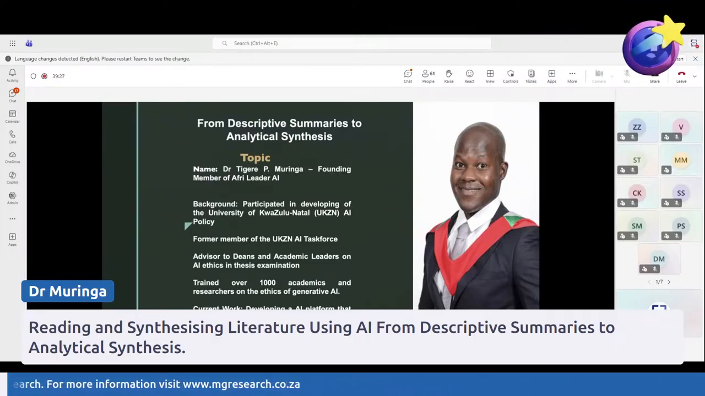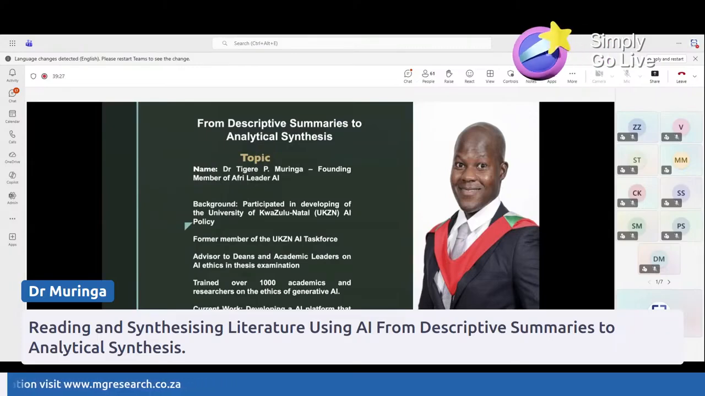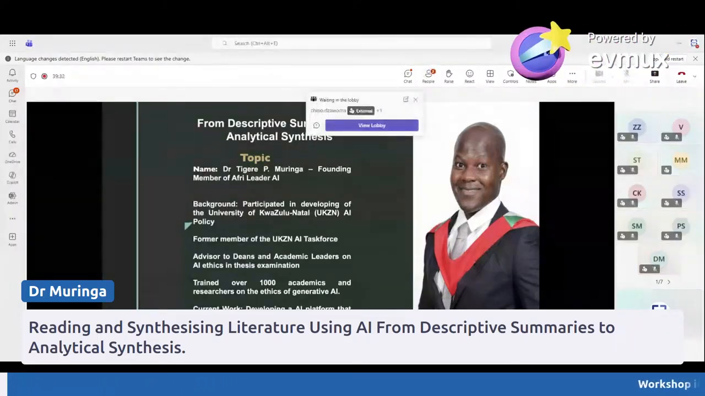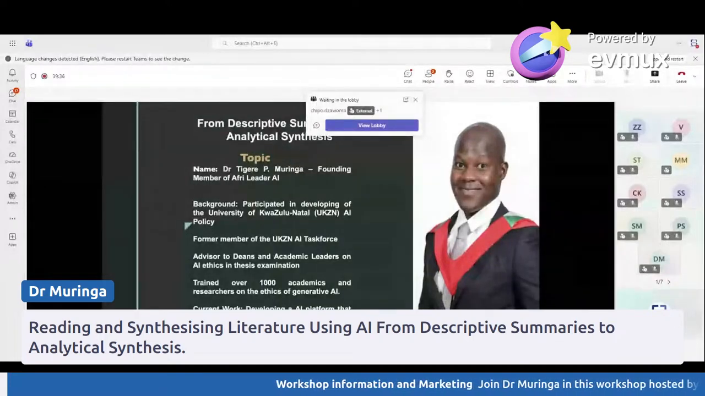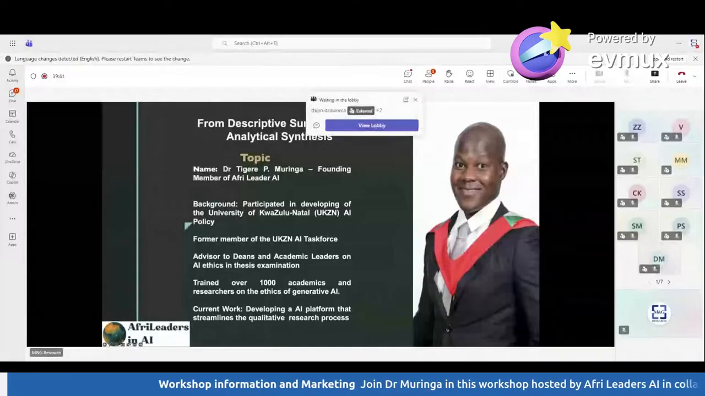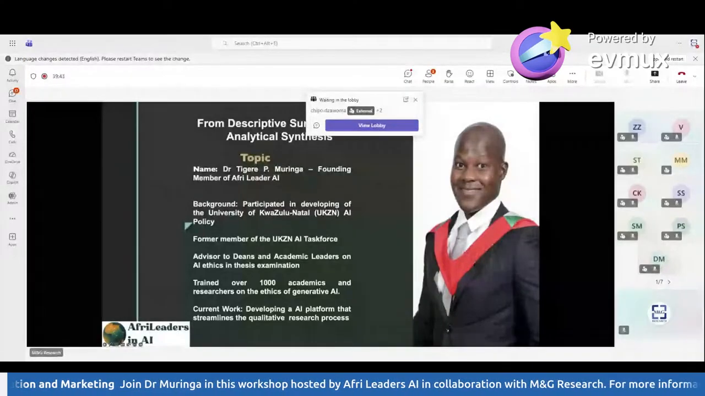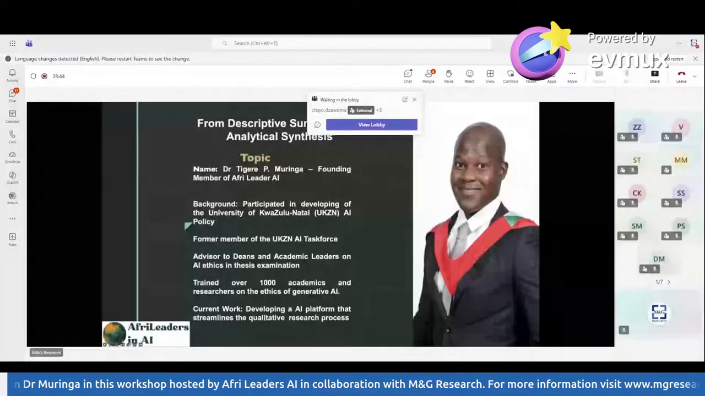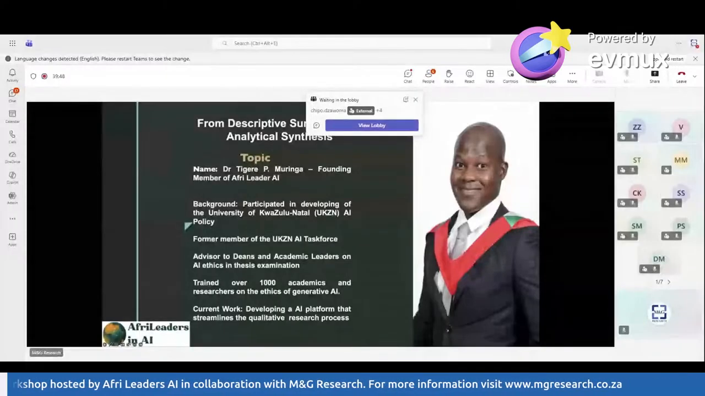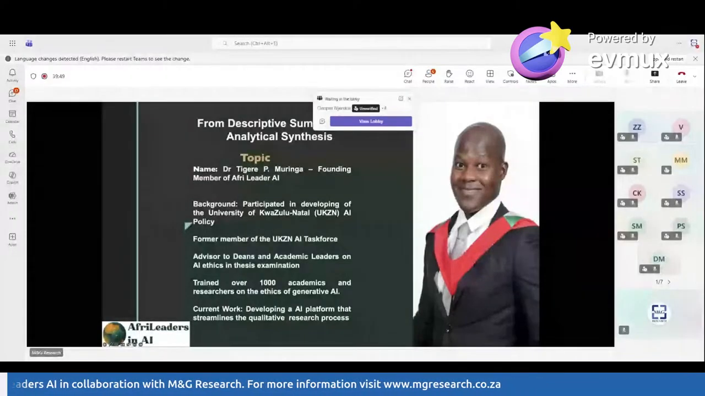We have a platform that we are working on developing. I think it's safe to say it is 75% developed, and it conducts your research for you. In one of our presentations, I'll arrange for next week, we will do a video demonstration of how that platform works. It's a very interesting platform for researchers who are doing qualitative research.